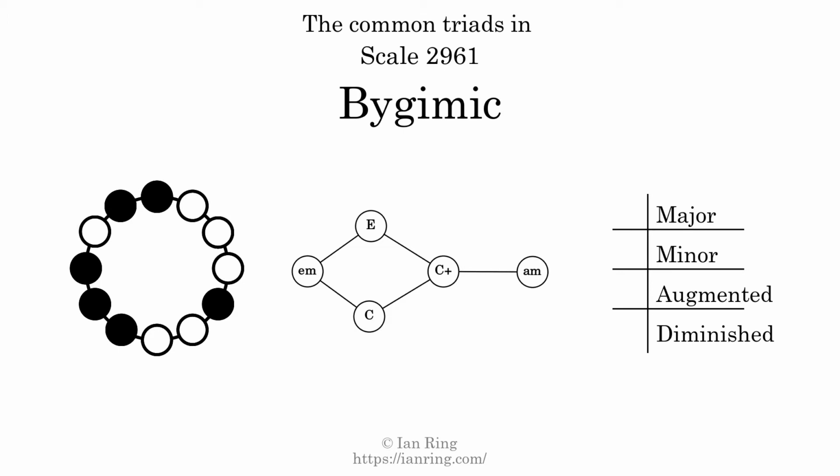Here are the common triads present in this scale. The diagram in the center is a graph of parsimonious voice leading between triads. There are 2 major triads. There are 2 minor triads. There is 1 augmented triad. There are no diminished triads. Here is a Hamiltonian path of parsimonious voice leading that uses all the triads.